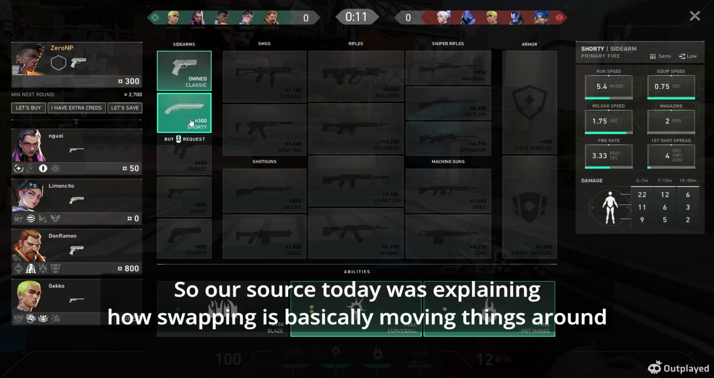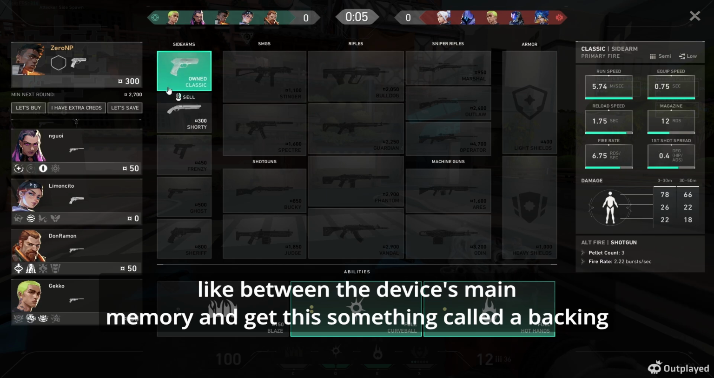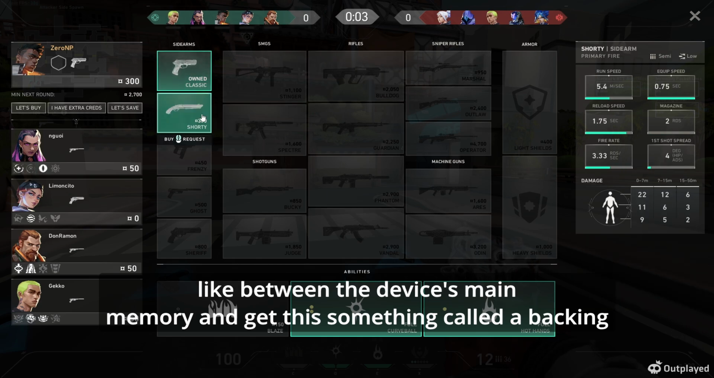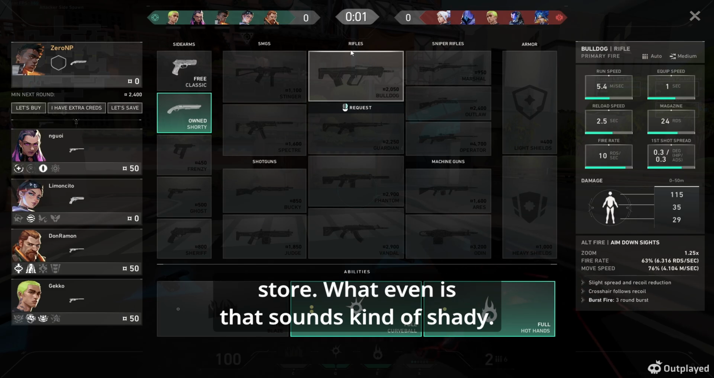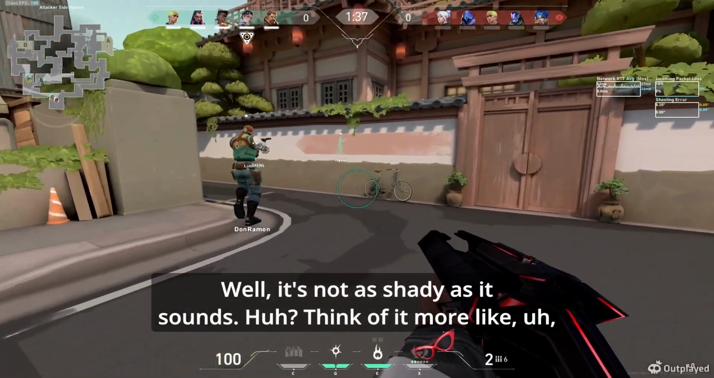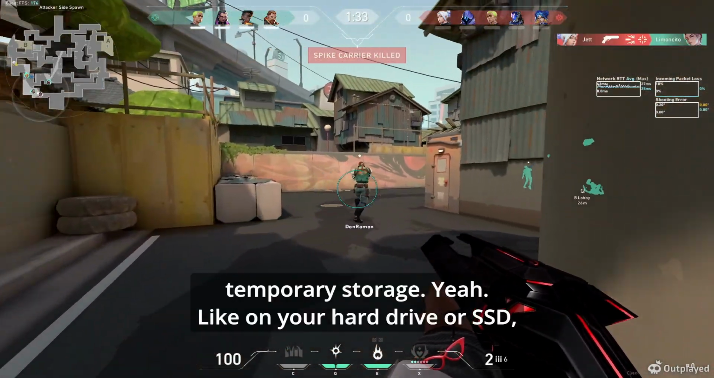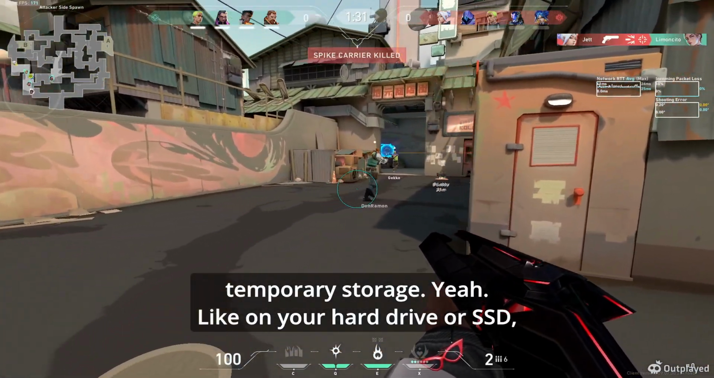So our source today was explaining how swapping is basically moving things around between the device's main memory and, get this, something called a backing store. What even is that? That sounds kind of shady. Well, it's not as shady as it sounds. Think of it more like temporary storage. Yeah, like on your hard drive or SSD.